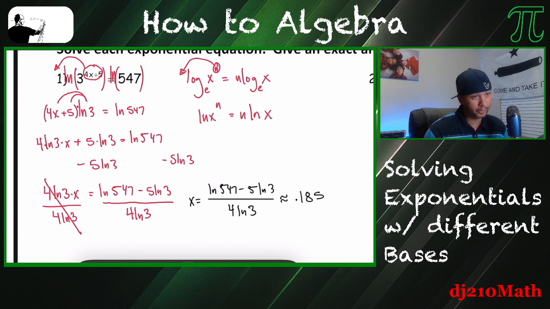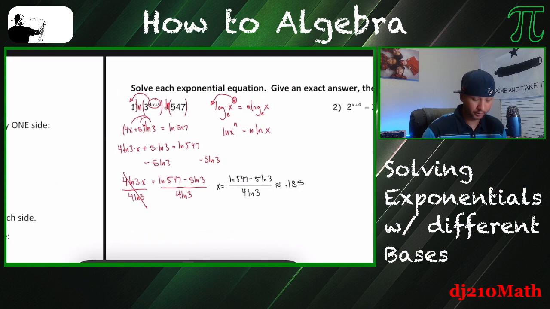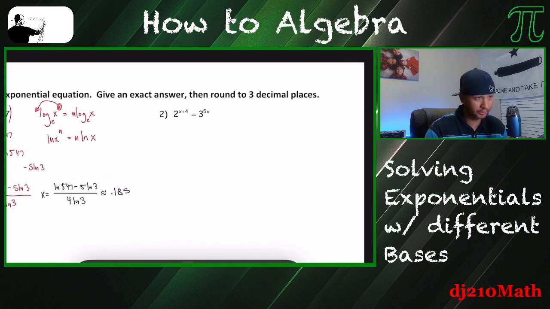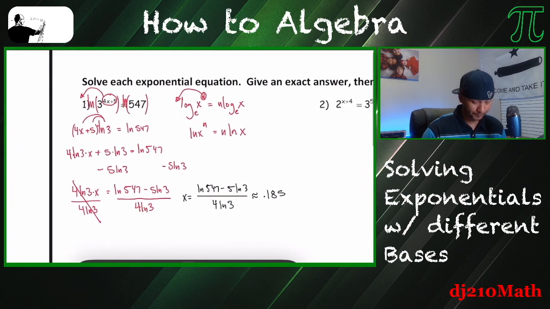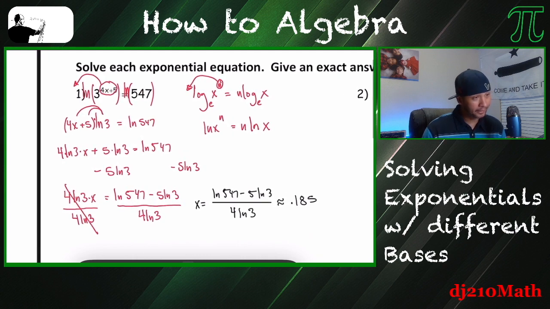It's about 0.185 if we round to 3 decimal places like the instructions say. So taking ln of both sides, quick little recap. Take ln of both sides. We bring the power down. Then we distribute the ln, the natural log, to the binomial in this case. And then we start moving everything to the right-hand side, trying to isolate x.